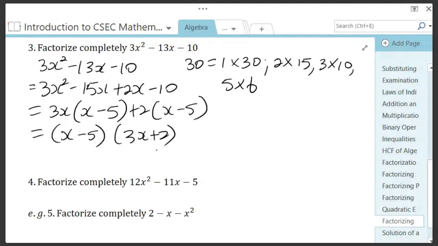All right, so work on number 4 there, those of you who are finished.